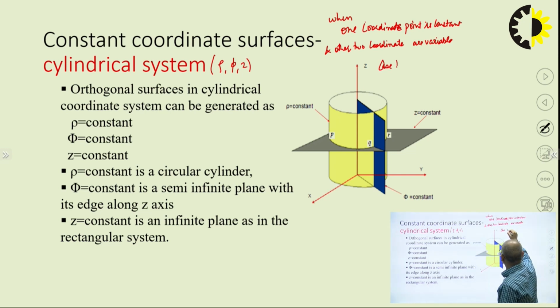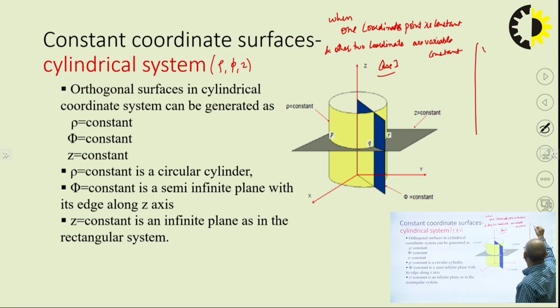Case 1: when rho and z are the variables and phi is constant. Second case: when z is constant, the variables are rho and phi. And the third case: when rho is constant, phi and z are the variables.